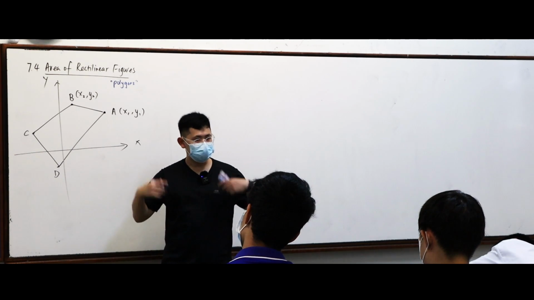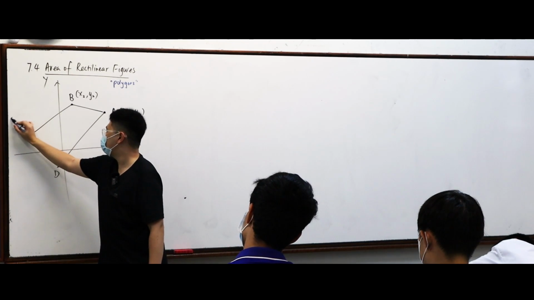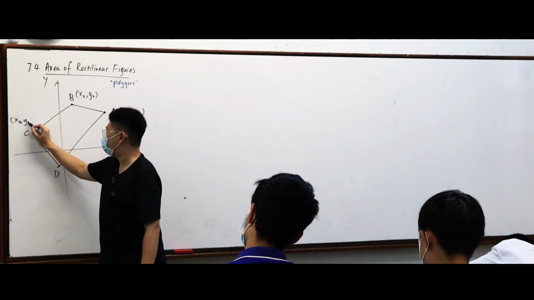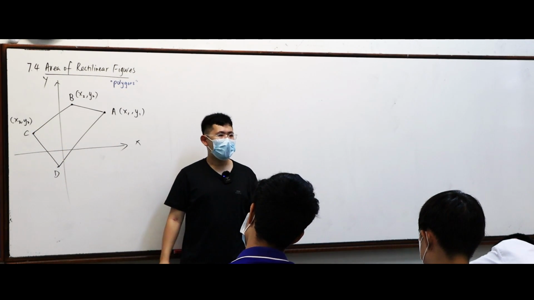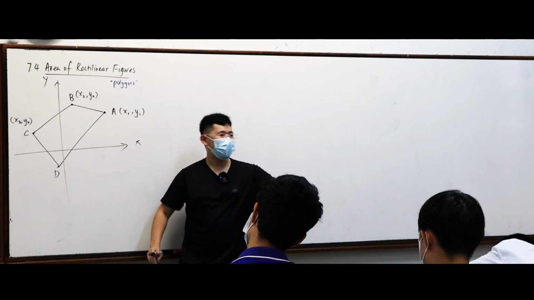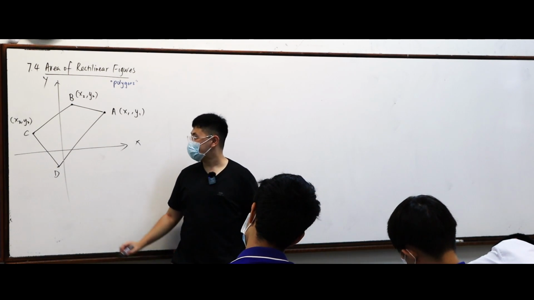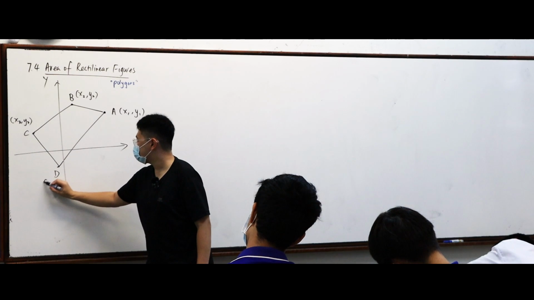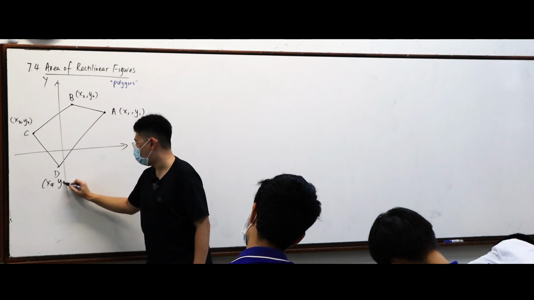The next anti-clockwise point, which is over here, is x3 and y3. Oh yeah, I'll explain later. And the next anti-clockwise point is x4 and y4 over here.